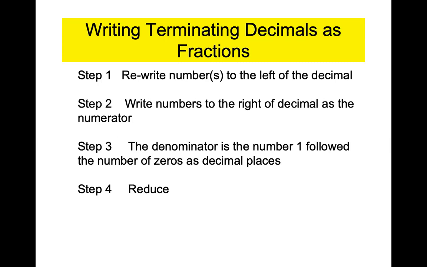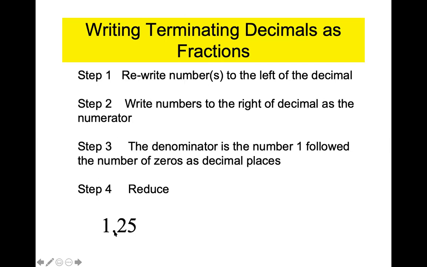You can have it playing, or at least write down the steps if you need them. So here's the example. I need to turn 1.25 into a fraction. I'm following these steps because it is a terminating decimal. Notice the decimals don't continue on. There's no bar over the top. So it terminates, and step number one says rewrite the numbers to the left of the decimal place.